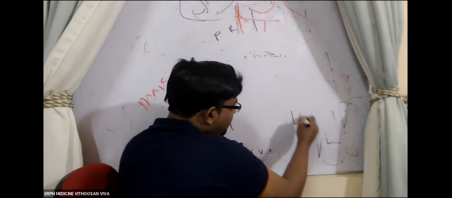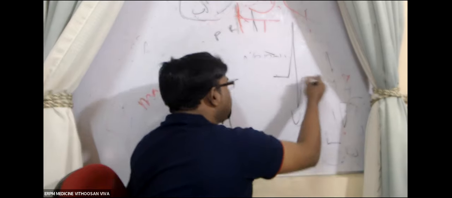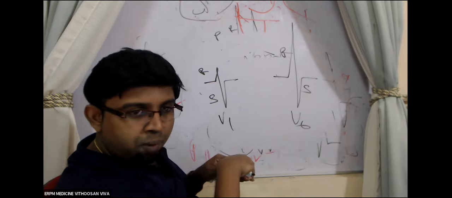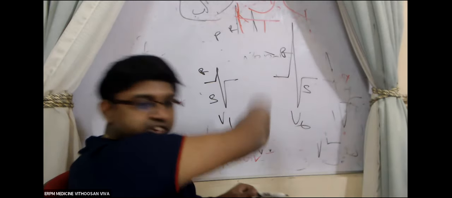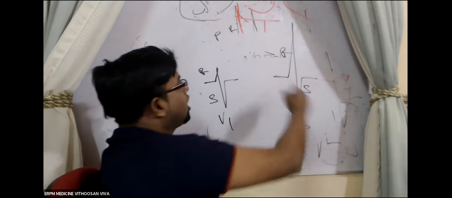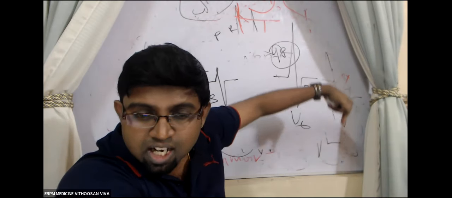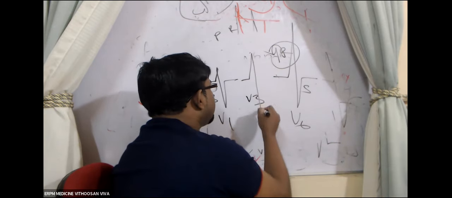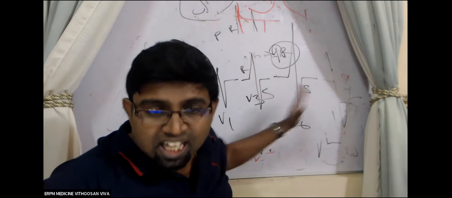So when you go from V1 to V6, your R wave will become progressively larger and the S wave will become small. By the time you go to V6, the R wave is large and the S wave is small. Somewhere in V3, R and S will be equal.